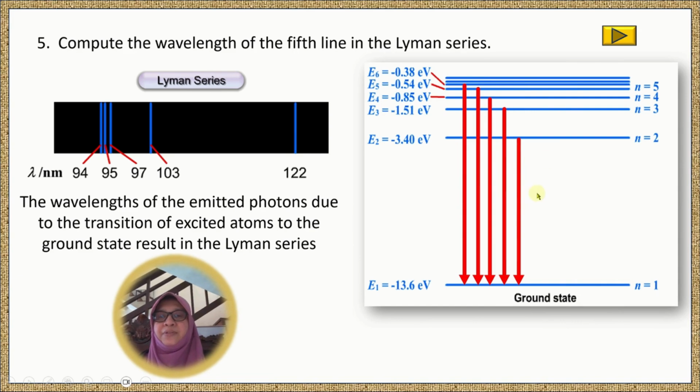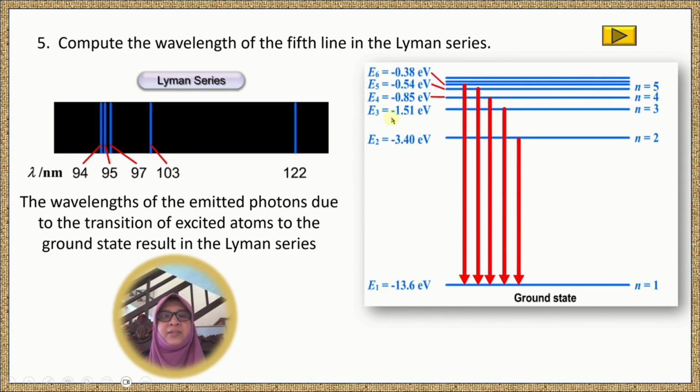Also given here is the energy level diagram for the Lyman series. We have a spectrum given here, 5 altogether. The question asks for the fifth line. So the first one is n2 to n1, then n3 to n1, then the third and the fourth. So the fifth will be n6 to n1. It is not written here, but n6 to n1.